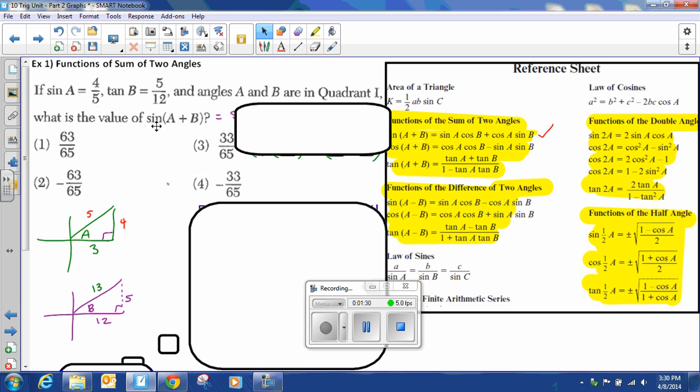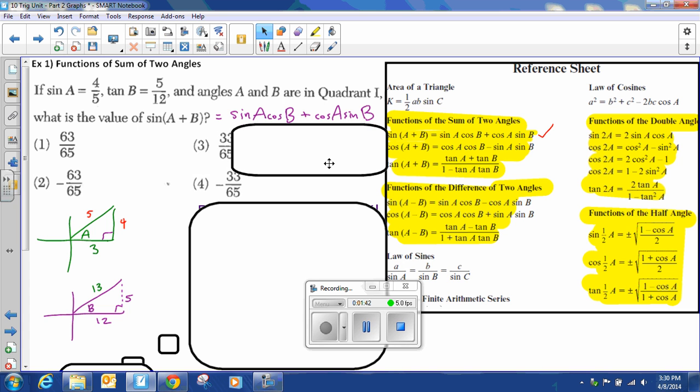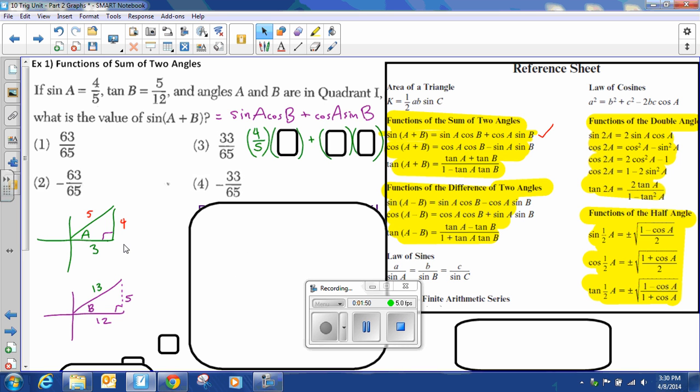Because we are asked to find sine of A plus B, we look on our reference sheet, and over here where the check mark is, we have sine of A plus B equals sine of A times cosine B plus cosine A times sine B. These are all easy to get because we have these triangles down here. Sine of A is 4/5, that's given. Cosine of B is adjacent over hypotenuse, which is 12/13. Cosine of A is adjacent over hypotenuse, which is 3/5. And sine of B is opposite over hypotenuse, 5/13.